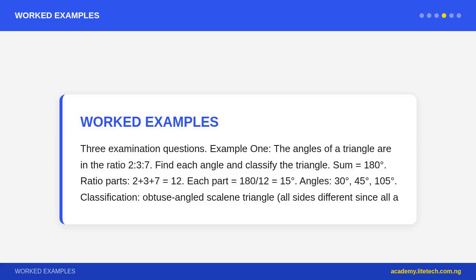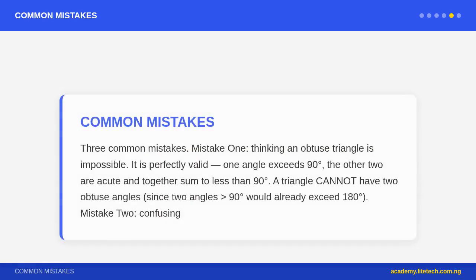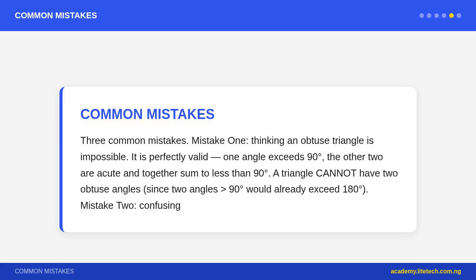Examination questions. Example 1. The angles of a triangle are in the ratio 2 to 3 to 7. Find each angle and classify the triangle. Sum equals 180 degrees. Ratio parts: 2 plus 3 plus 7 equals 12. Each part equals 180 over 12, which equals 15 degrees. Angles: 30 degrees, 45 degrees, 105 degrees. Classification: obtuse angled scalene triangle, all sides different since all angles are different, 105 degrees greater than 90 degrees.